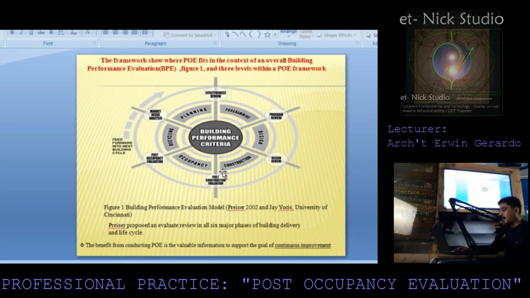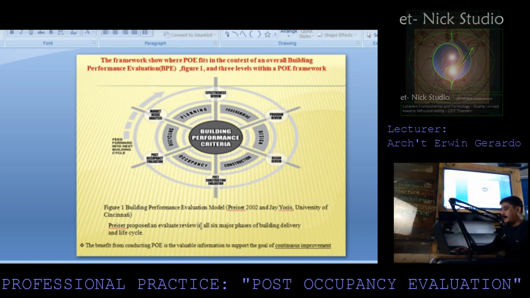Then once that is already done, they can already occupy the building. Then eventually the post-occupancy evaluation can be conducted at this phase. Then later on, we proceed to what we call the recycling phase. So this is actually fed forward into the next building cycle.